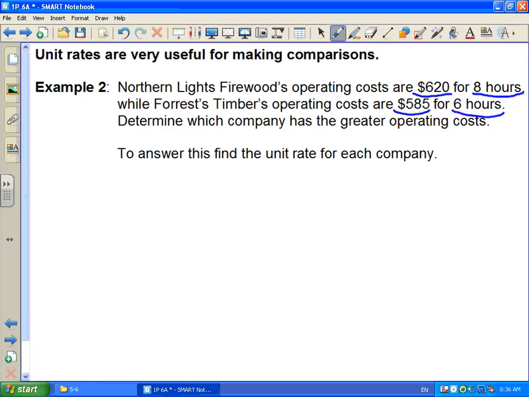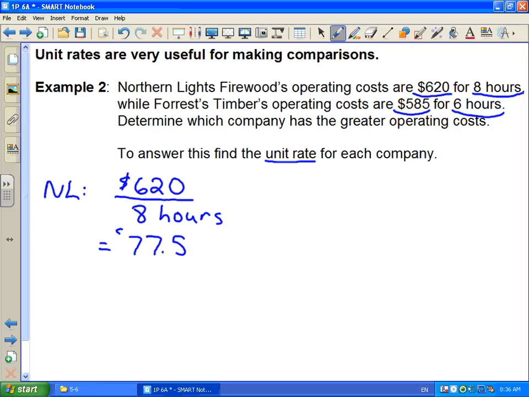Those numbers are difficult to compare because they're for a different amount of hours. So we want the amount for the same number of hours, or in this case, we can find the amount for 1 hour by calculating the unit rate. So let's do Northern Lights first, and I'll just say for NL, their unit rate is going to be $620 divided by 8 hours. And we're just going to do that division. 620 divided by 8, we punch that into our calculator, and we get 77.5. So that's $77.5 per hour.